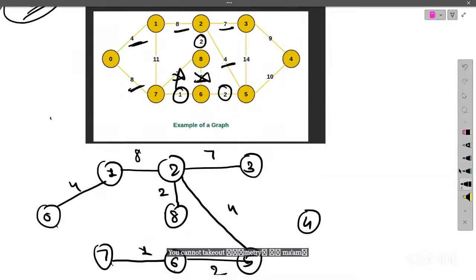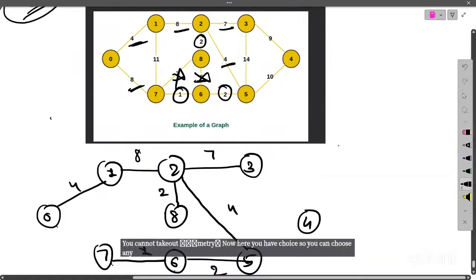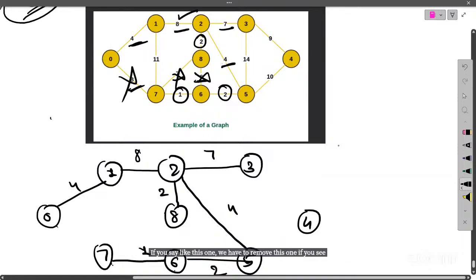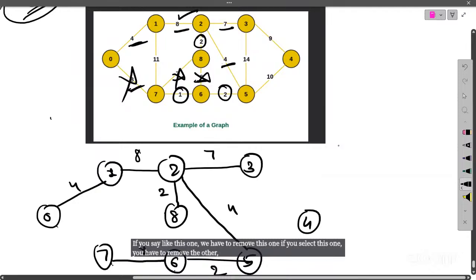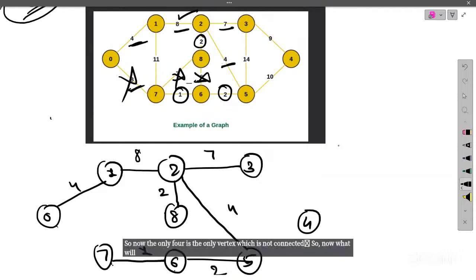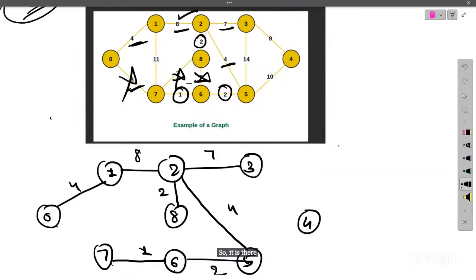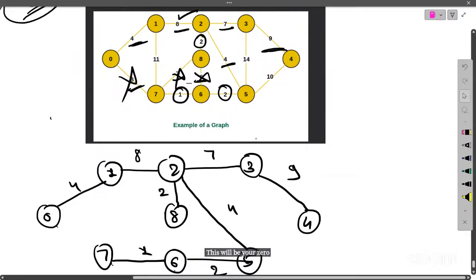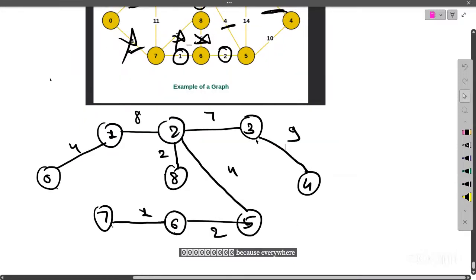Okay. Now here you have a choice, so you can choose any one of them. If you select this one, we have to remove this one. If you select this one, you have to remove the other. So now 4 is the only vertex which is not connected. So now what will be the minimum cost? 8 is there, 8 is 1, right? 9 is the minimum cost now. That's it. This will be your spanning tree because every vertex got connected and we have used the minimum cost edges.